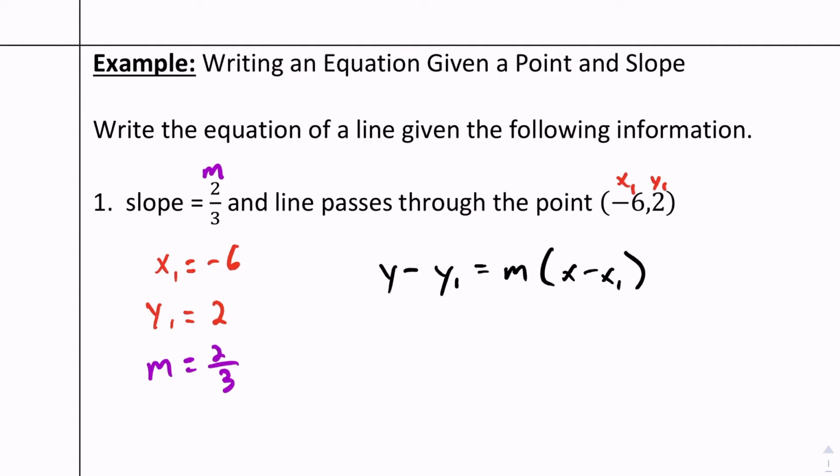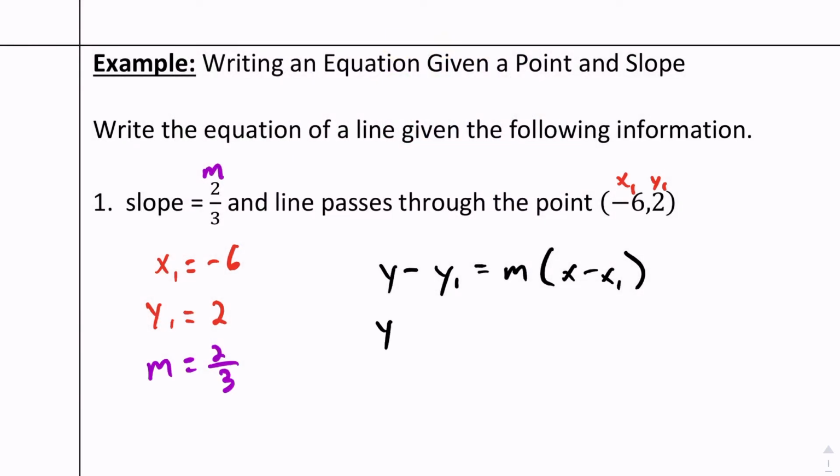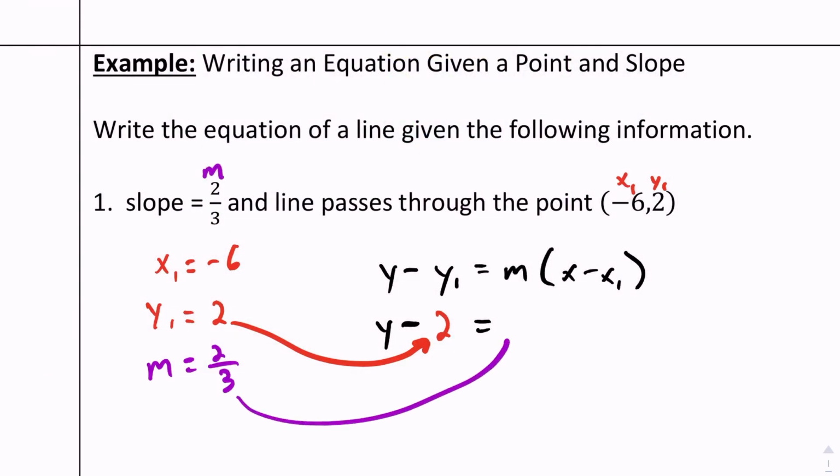Basically what you're going to do is substitute everything for the variable you have. Starting off, this y doesn't change. Then you have minus. Now you put in y1. y1 is the number 2. This number goes right there. Then you have equals. Then you have to put in m. M is 2/3. So you're going to put that in right there.